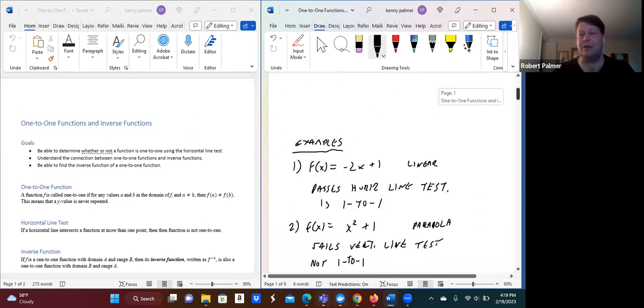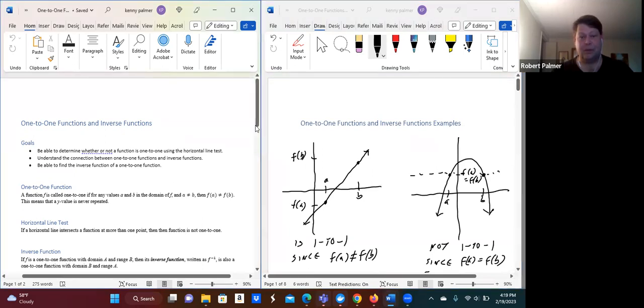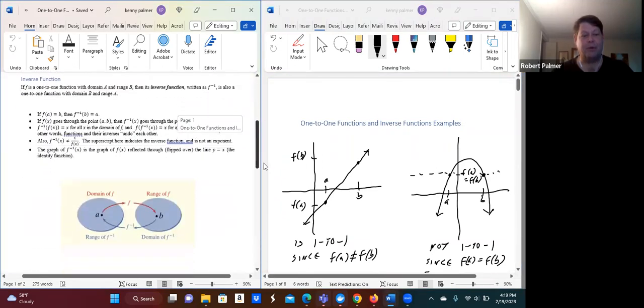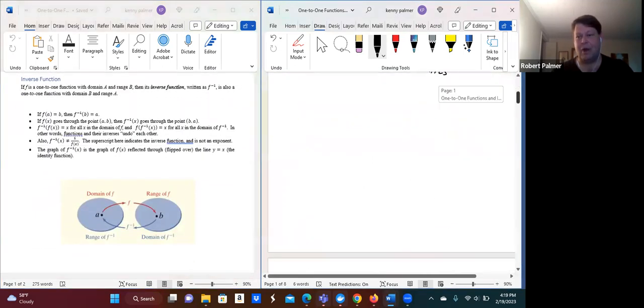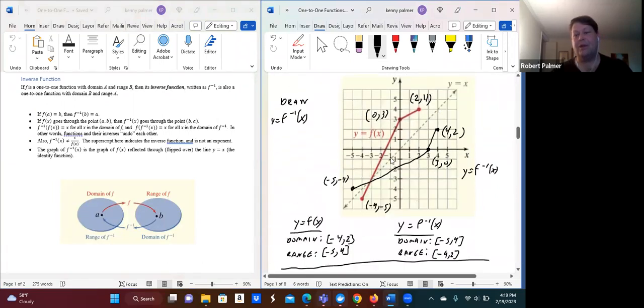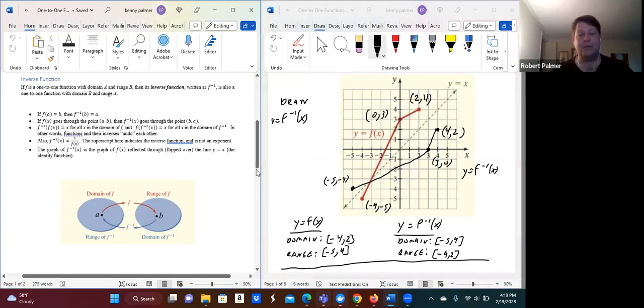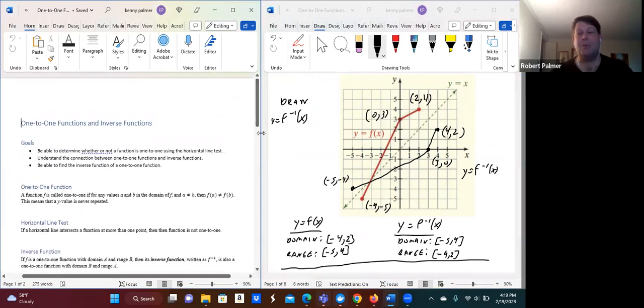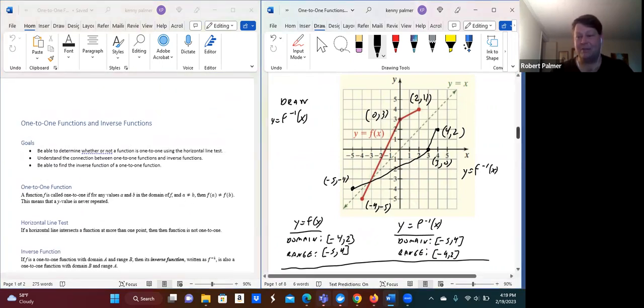And then we learned some of the details about one-to-one functions. We learned that the graph of a one-to-one function's inverse is the graph of that function flipped over the line y equals x, and x and y coordinates switch. Then we learned the 4 steps used to take a one-to-one function and find its inverse.